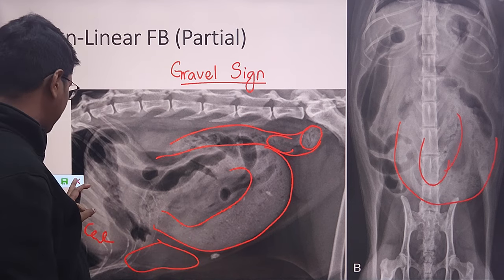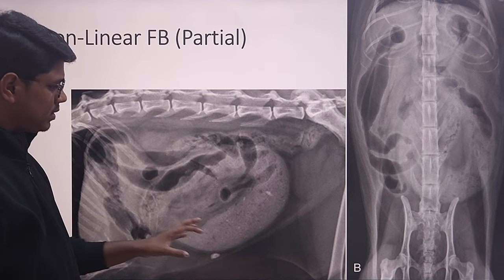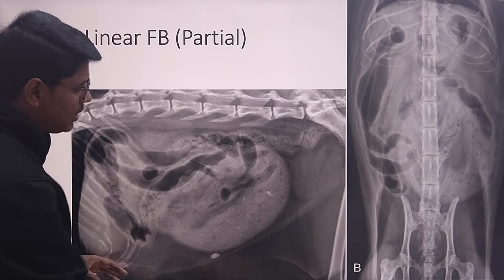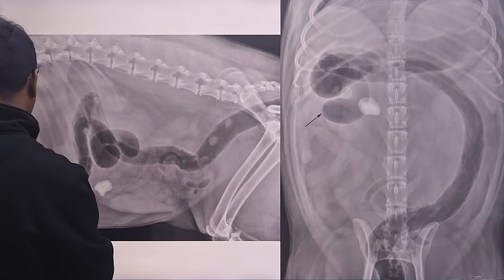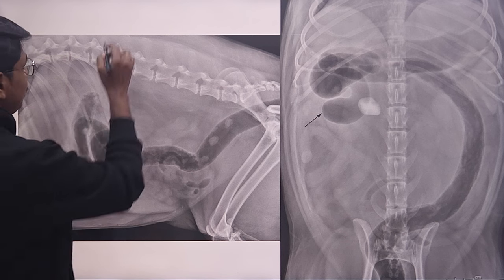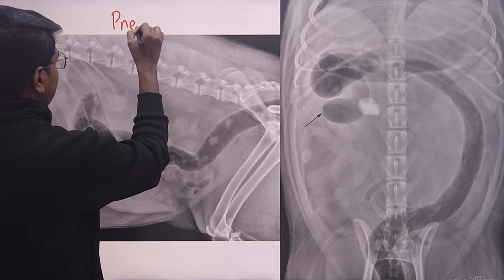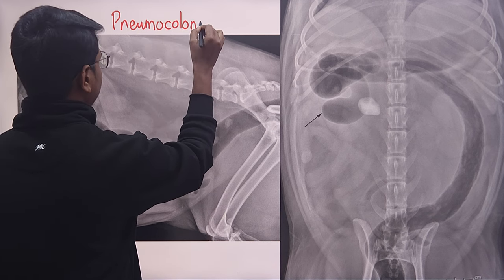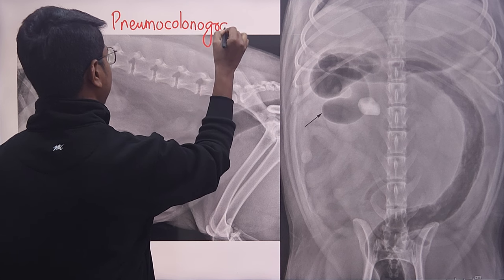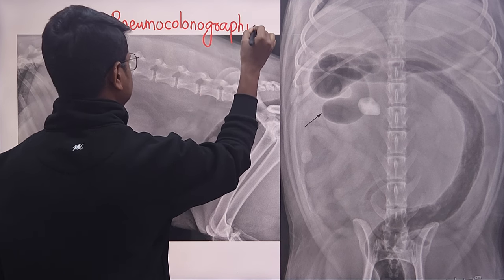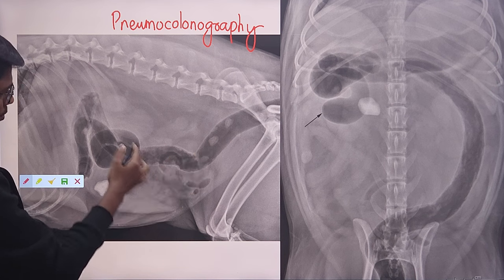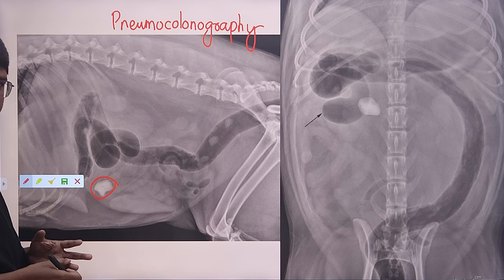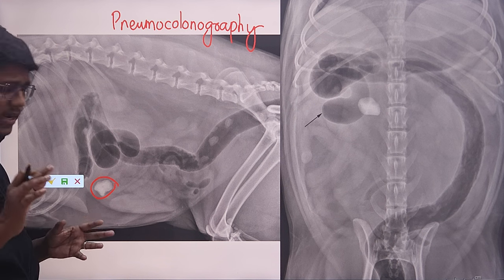Okay, so if you are getting confused regarding whether the foreign body or something is present in the small intestine or large intestine, you can go for pneumocolonography, or pneumocolon, you can say, where through a pipe you can push air into the large intestine. Okay, here when the pneumocolonography is done, the foreign body is actually in the small intestine. Okay, so remember the gravel sign.